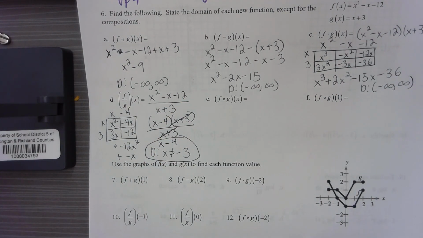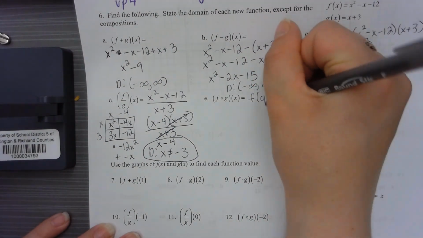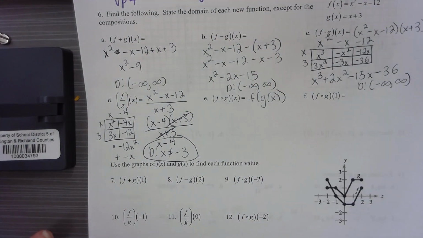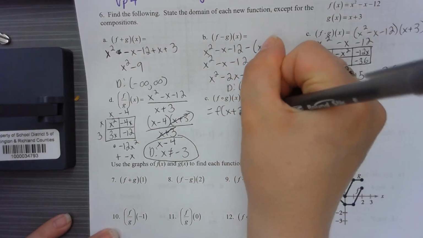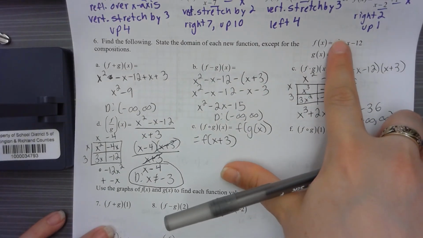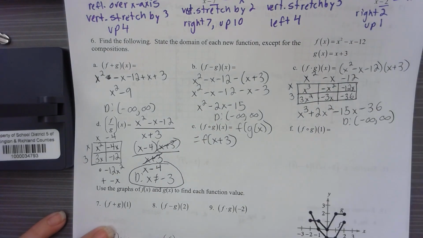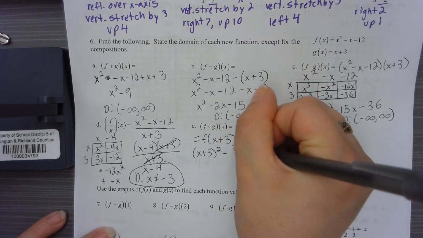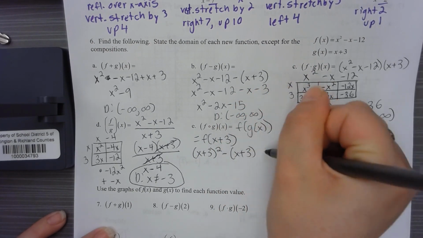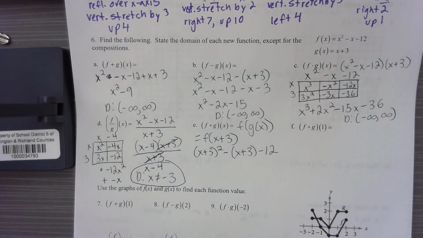So f of g of x, this means into f we're plugging in x plus 3. So in this equation, everywhere we see an x, we're going to substitute it in with x plus 3. So we'd say x plus 3 squared minus x plus 3 minus 12. And then we do have to simplify.